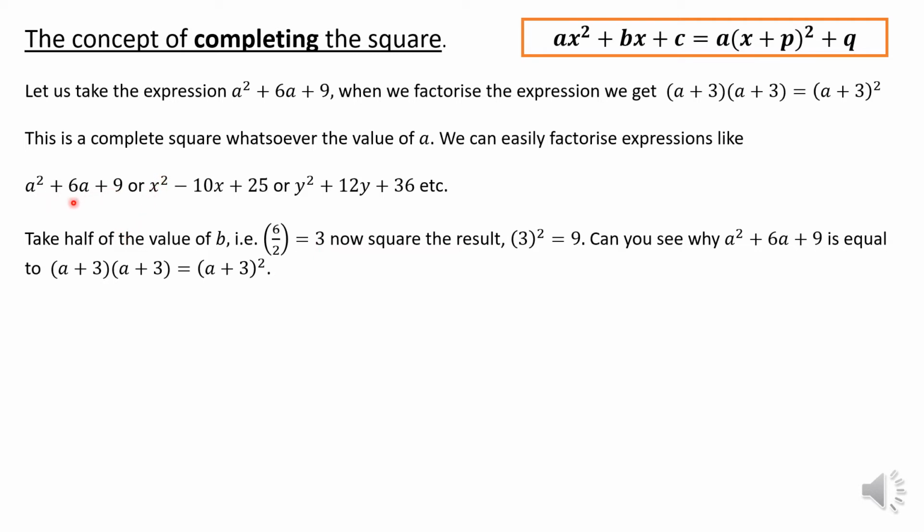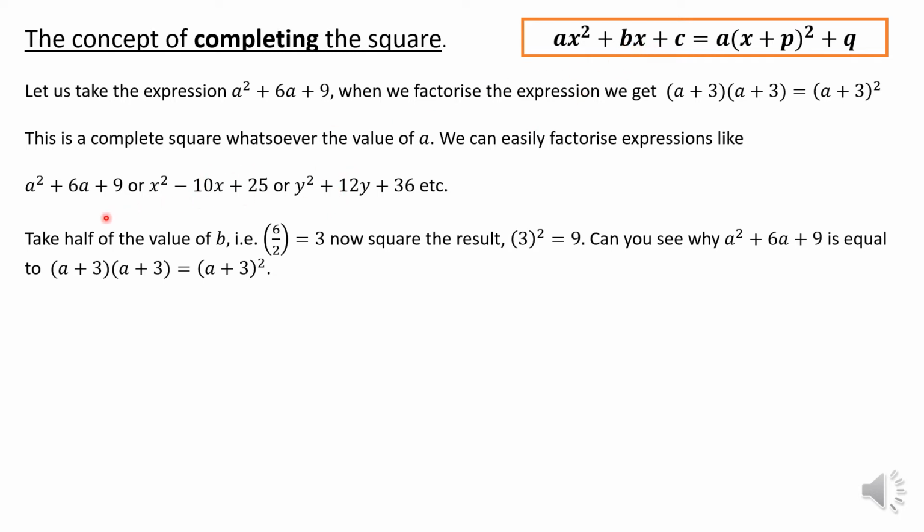So what you do is you take half of the middle term. Remember, your standard form for a quadratic expression is ax squared plus bx plus c, where a, b, and c are constants, and obviously a cannot equal 0. So the b I'm referring to here is this particular 6 here, or this negative 10 here in this particular expression, or this positive 12 here. So that is the value of b that I'm talking about.